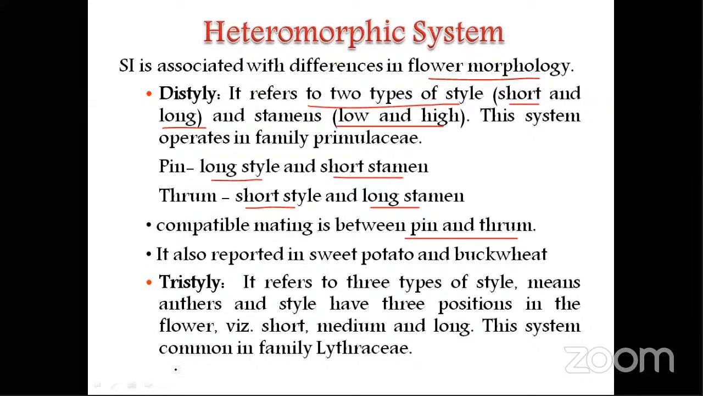Okay, and here the examples are important, that is sweet potato, and in buckwheat you can find this sort of distyly condition. Okay, this is important, and basically we can find it in other plants of Primulaceae. Tristyly means here you can find three types of styles, means anthers and styles have three different positions, that is short, medium and long. And the example is important, that is Lythraceae.